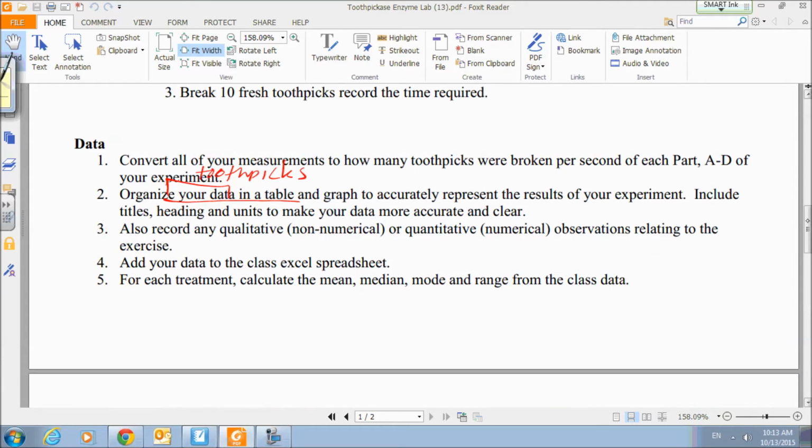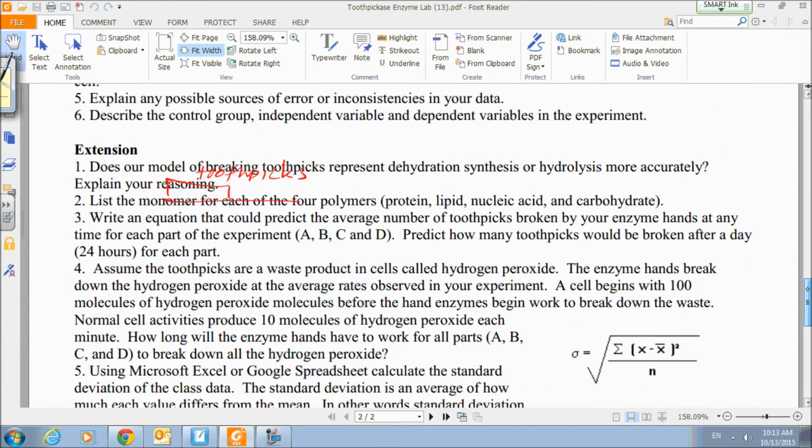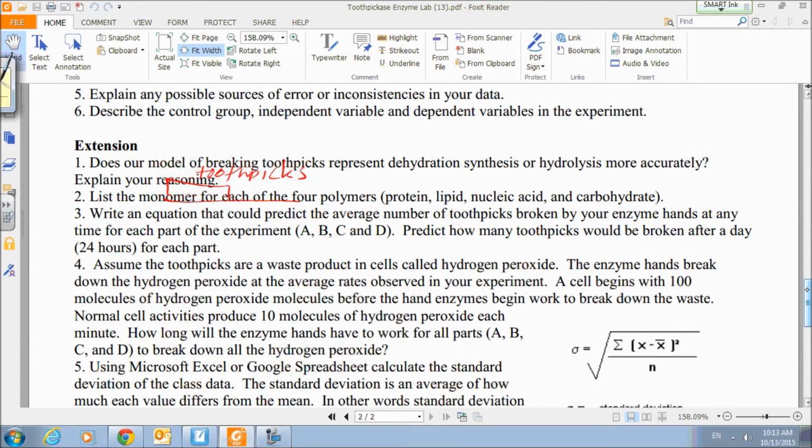Let's go to the extension number 1. We already kind of answered this, but just to make sure you're understanding it, is our simulation showing hydrolysis or dehydration synthesis? Hydrolysis, right, which is breaking molecules. We aren't building any toothpicks. We're not putting them back together. Good. We did number 2 in the Bellworks. Let's skip over that one.